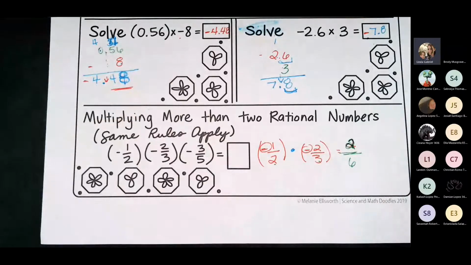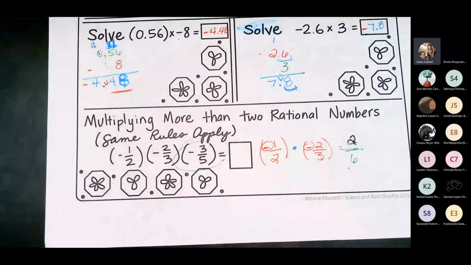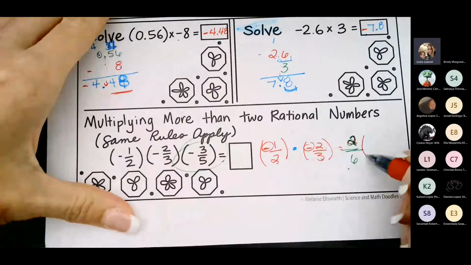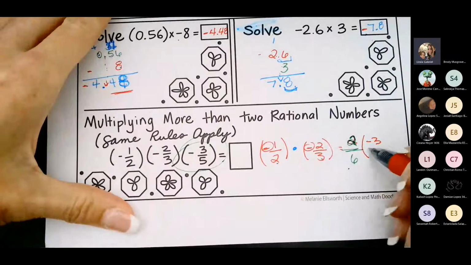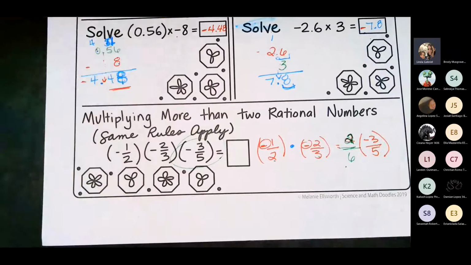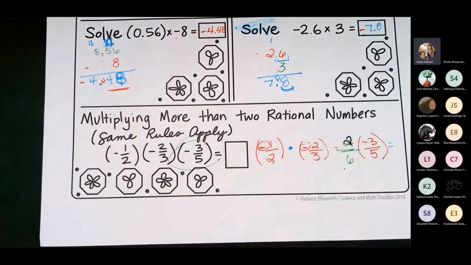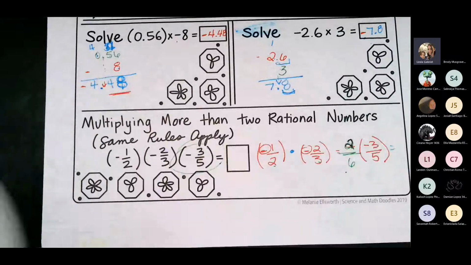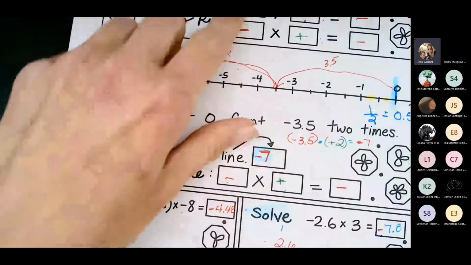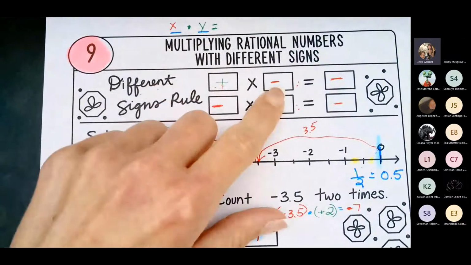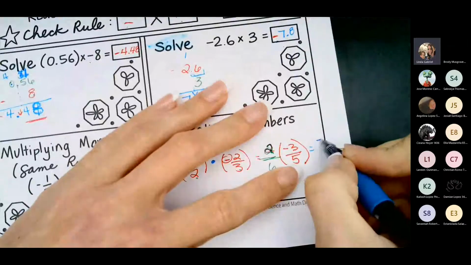Okay, so now I need to take that 2/6, and I need to multiply it by this negative 3/5. Okay, so 2/6 times negative 3/5 equals. Now I am here in section 9. I'm going to be multiplying a positive, right? Because I have positive 2/6 times negative 3/5. So I know that my answer will be negative. I'm just going to carry that negative sign over now.